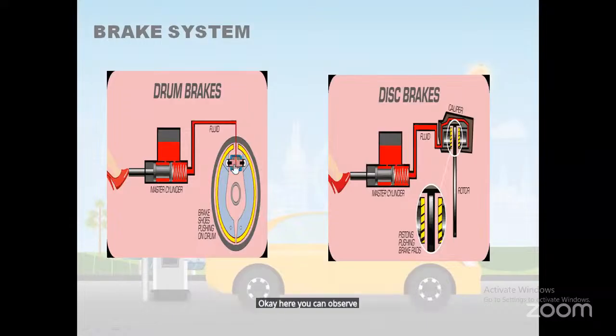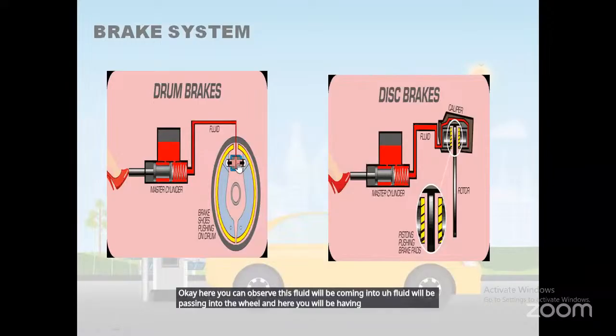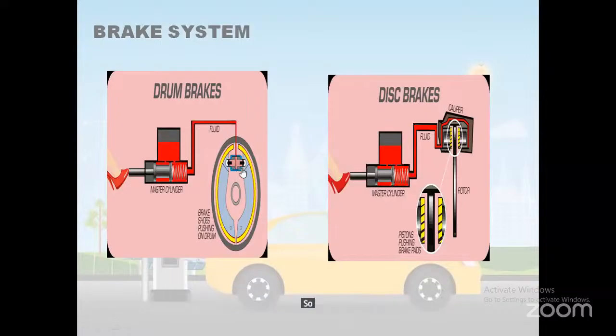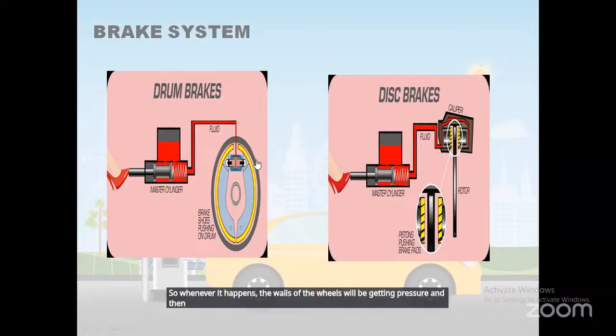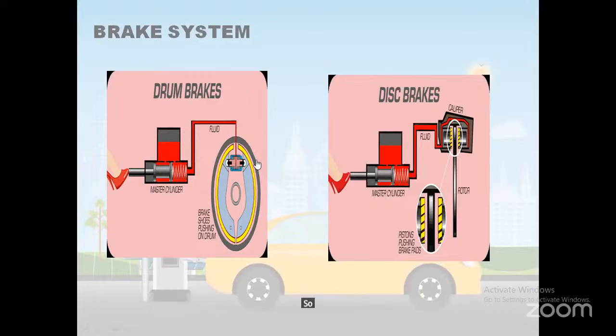This fluid will be coming into and passing into the wheel, and here you will be having the arrows. Whenever the fluid content is increasing in this wheel, this yellow layer will be bulging out. Whenever it is bulging out, here you can observe the arrows. This will be moving towards the right, this will be moving towards the left. Whenever it happens, the walls of the wheel will be getting pressure, and then they'll stop rotating. So this is in the case of the drum brake.